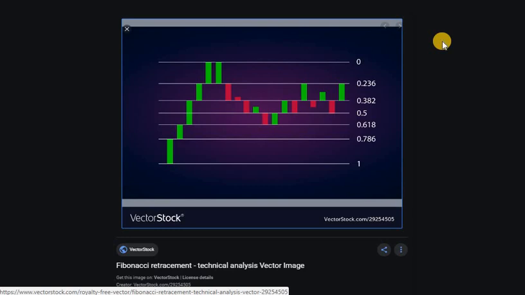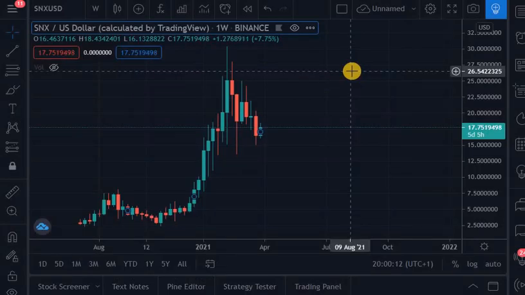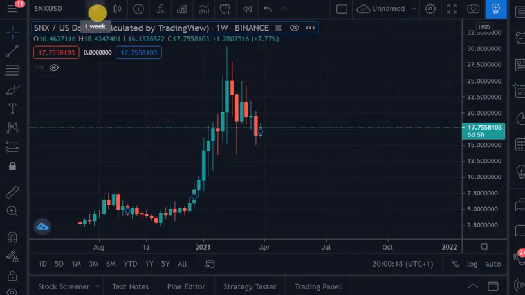Now I am going to show you exactly how to use this indicator in the price chart because a lot of traders use this indicator and they profit a lot from it. They easily cash out using this indicator, and I am going to show you exactly how. Now let's go to the TradingView price chart. This is TradingView, and the asset we're looking at right now is called Synthetics. This is the weekly time frame.